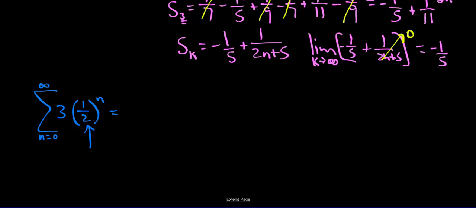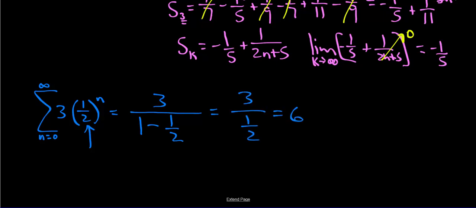So here's what it converges to. On the bottom, we've got 1 minus 1/2. Now on the top, it's going to be the very first term in our series. In other words, when I put a 0 in for n, I get a 3. So there it is. So we get 3 over 1/2, which is 6. So that series, not only does it converge, it converges to 6.